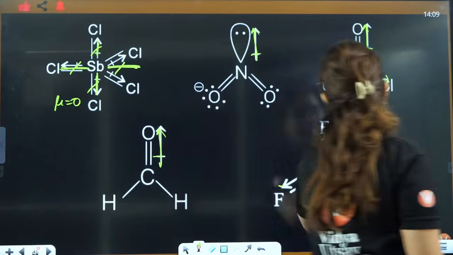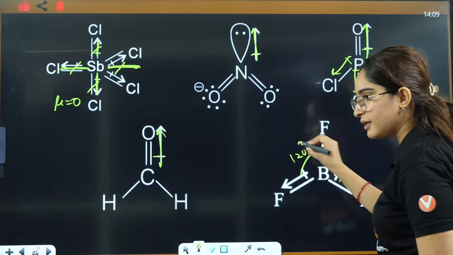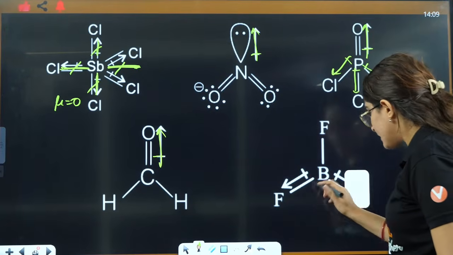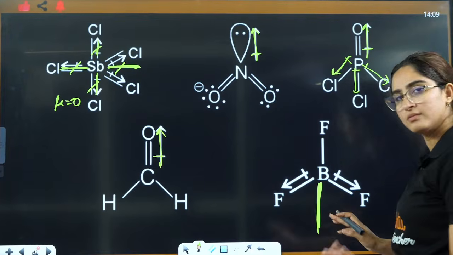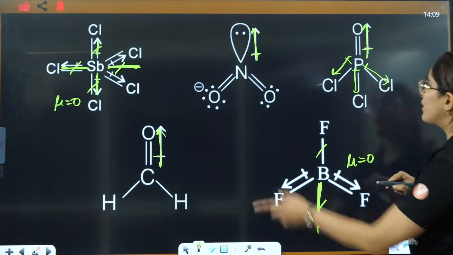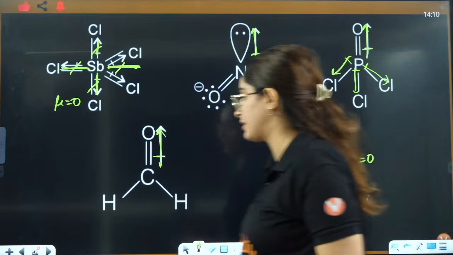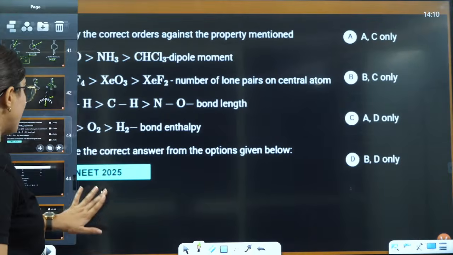Similarly, here we have a 120-degree angle. This is 120-degree angle. This is 120. Whenever the angle is 120 degrees, it will form a resultant which is the same, right? So it will cancel this, and here also mu is going to be 0. In the other, mu is not 0 because it is not cancelling perfectly, right? Okay. Now let's talk about the question here.